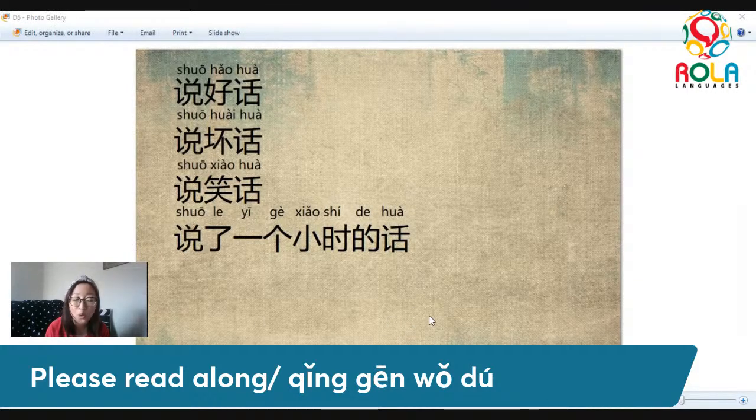We're looking at 4 phrases. Technically, the last one is almost like a sentence. It's just missing a subject, missing a someone. But okay, first let's read along.